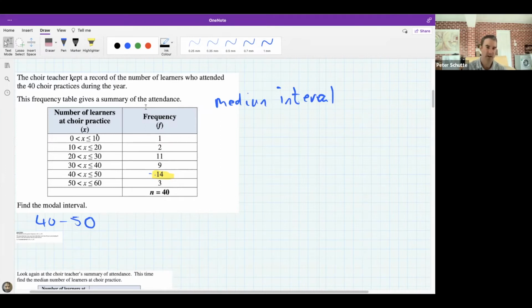So step 1 is to find a position. Step 2 is to find out which interval that position is in line with.